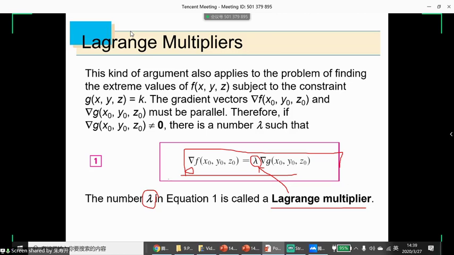You can write this one in your notebook. This is also an important formula. This is for the case where (x0, y0, z0) is an extreme value point.